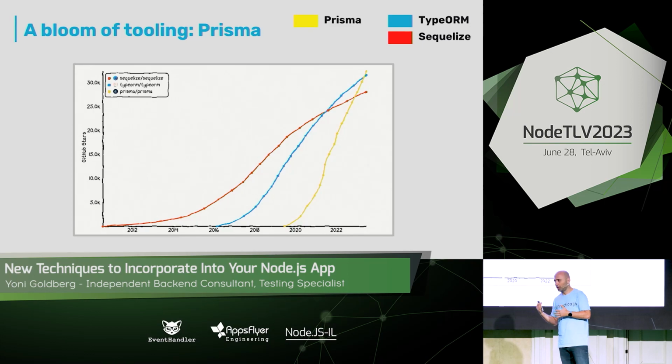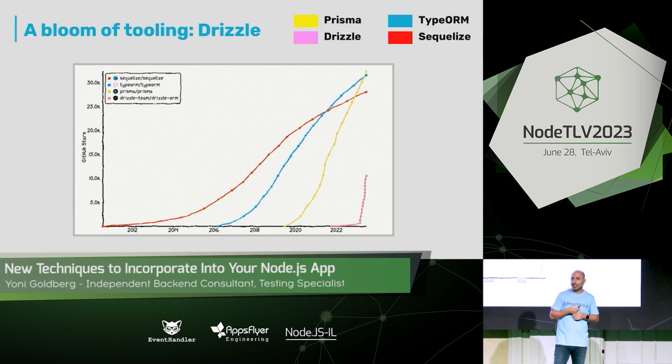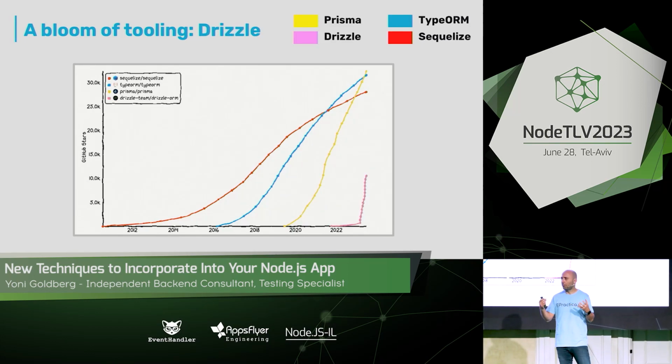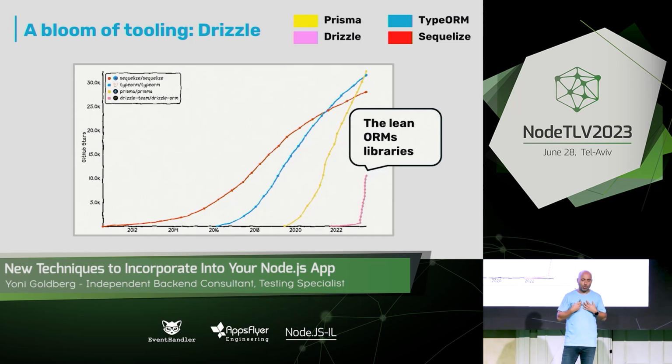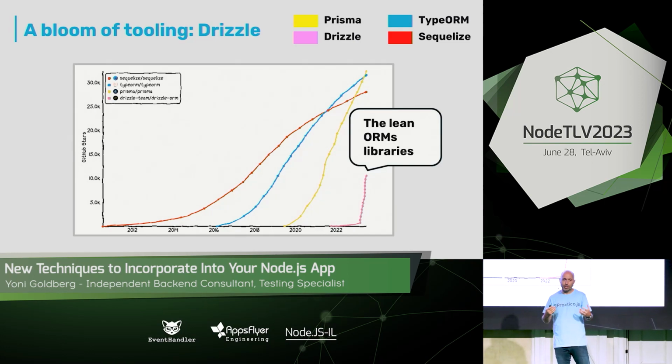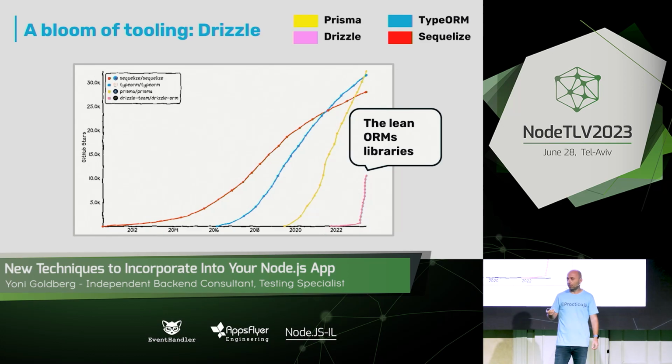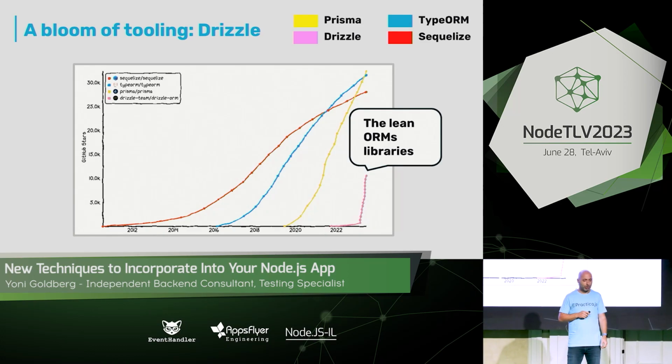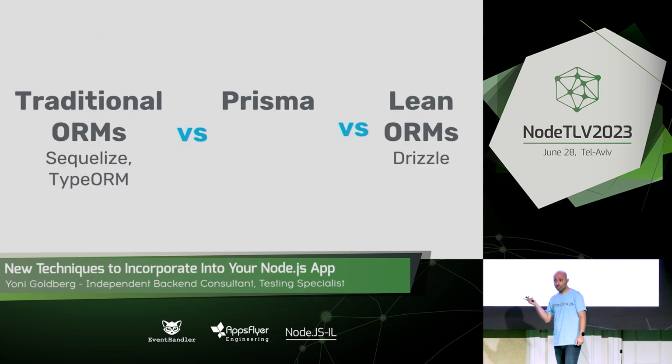interesting family of tooling. What you see here, the pink line, is Drizzle, which is part of a family of tools that I call Lean ORM. And they bring something fresh to this offering. Let's compare our options, which are traditional ORMs versus Prisma versus Lean ORMs.